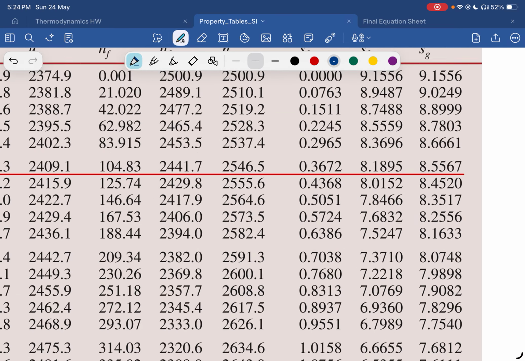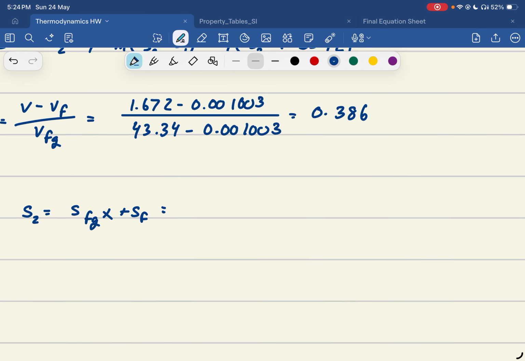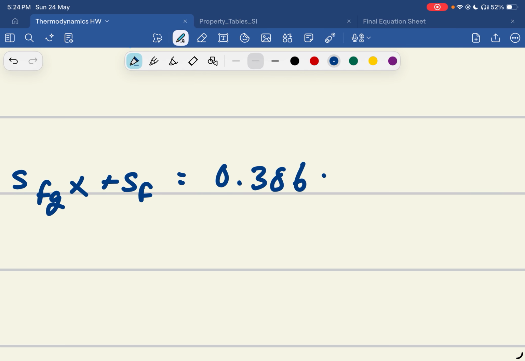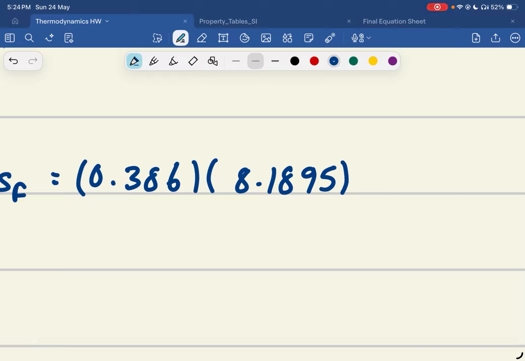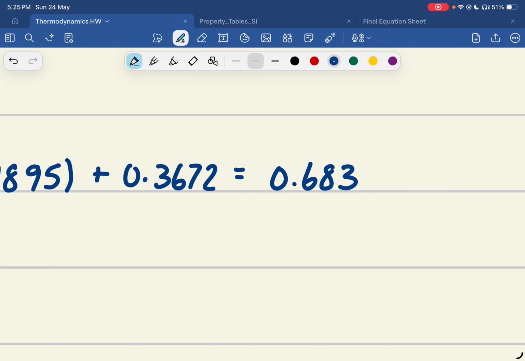We can just find that from the tables. So it's this, and that would be 0.386 times 8.1895 plus, and that would equal 0.6833 kilojoules per kilogram Kelvin.